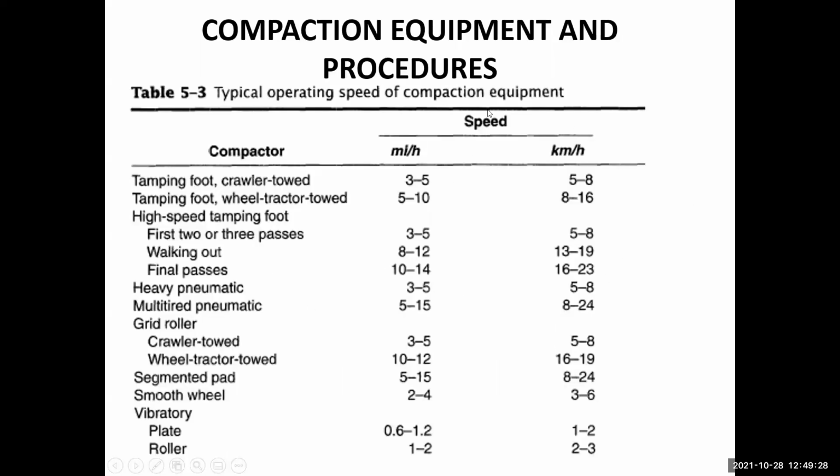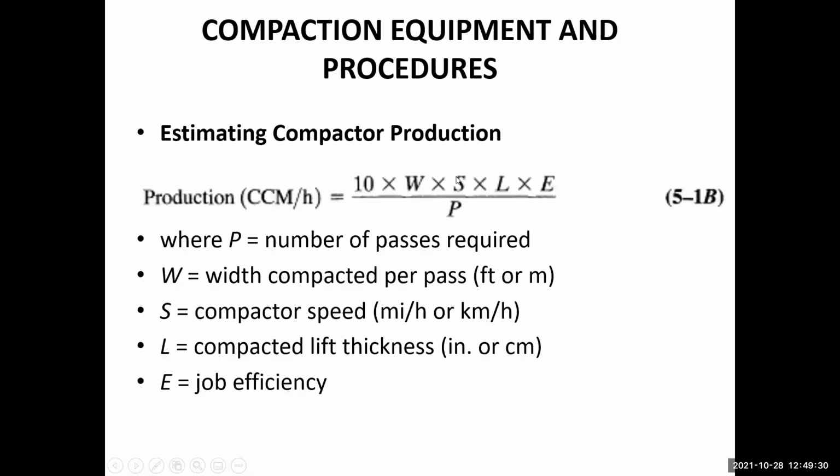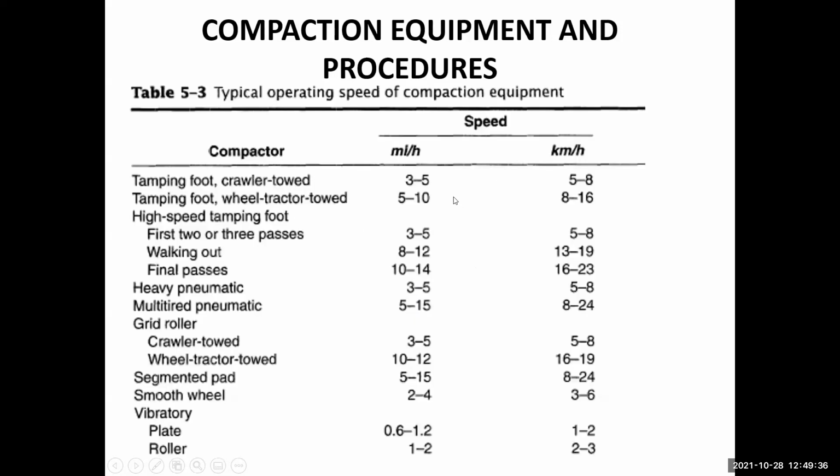The speed, because one of these factors is the speed, the appropriate speed has to be chosen. So the appropriate speed for different types of compactors can be chosen with the help of this table. If it is a plate compactor, then what type of speed may be chosen? So 5 to 8, 8 to 16. Normally you can take an average of these ranges for the speed.